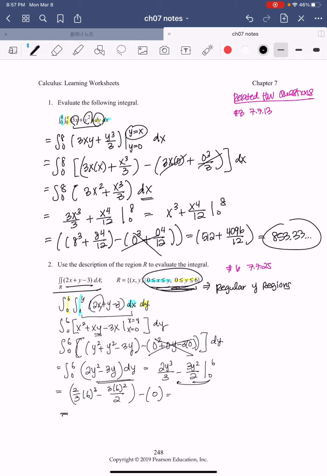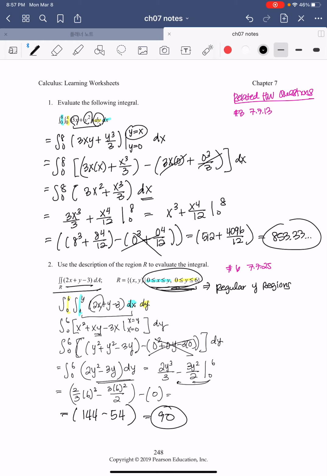All right, so I have 6 cubed divided by 3 times 2. So for the first number, I get 144. I have 6 squared divided by 2 times 3. I have 54. So 144 minus 54, I get the final answer of 90.